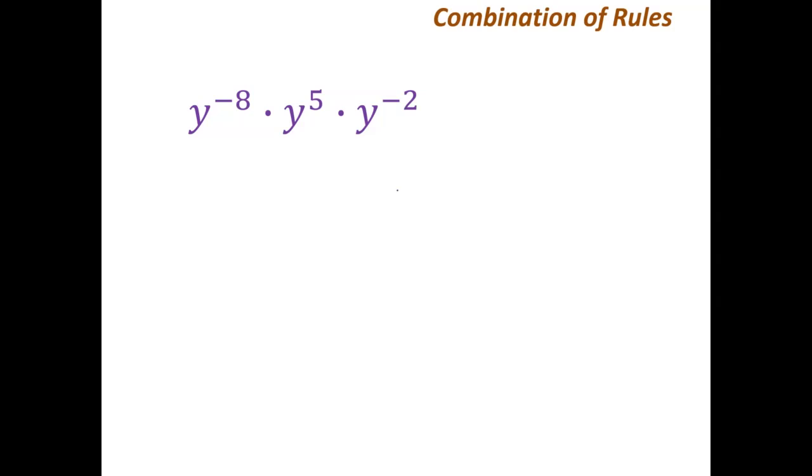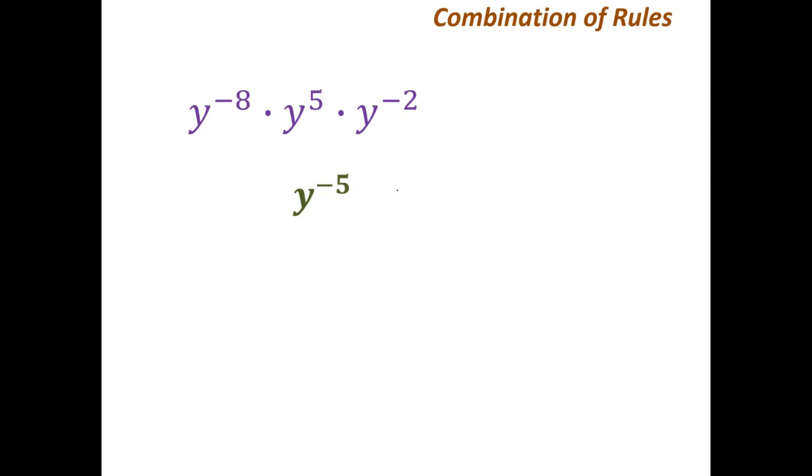Let's look at another example. Now in here, you can change the negative into the positive power, or you can use a product rule. There are different ways to approach the same problem. Why can I use the product rule? Because the base is the same, y, and I'm multiplying. So I'm going to keep my y as is, and I'm going to add my exponents. Negative 8 plus 5, negative 3 plus negative 2, which will give me y to the negative 5.